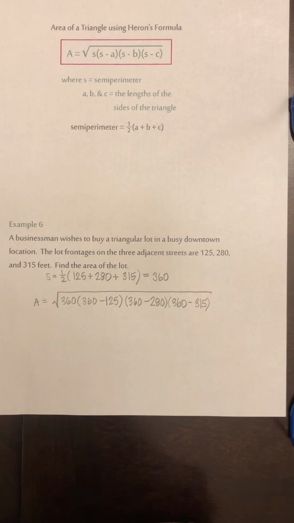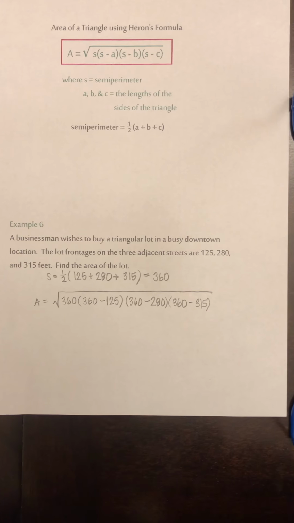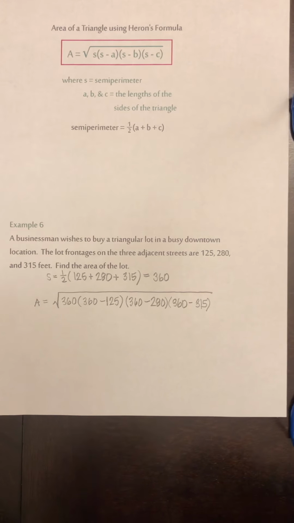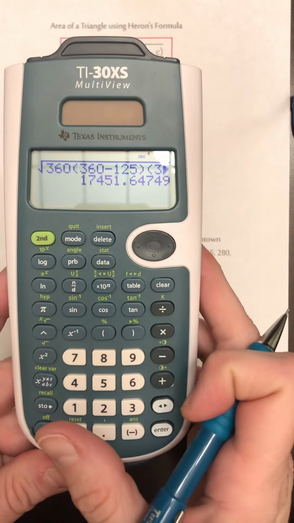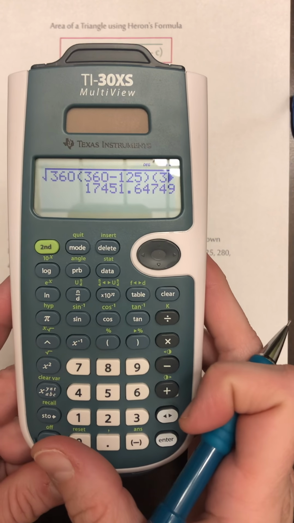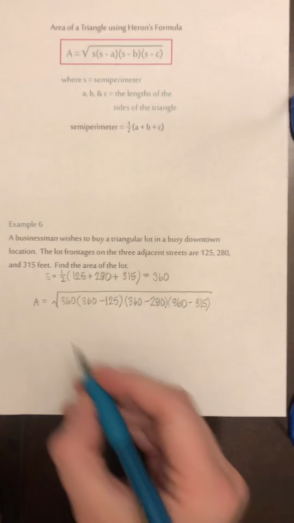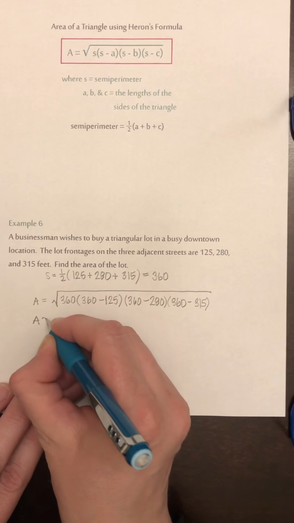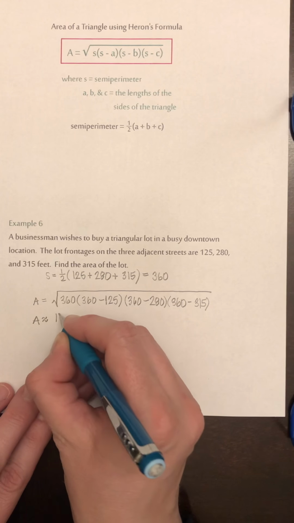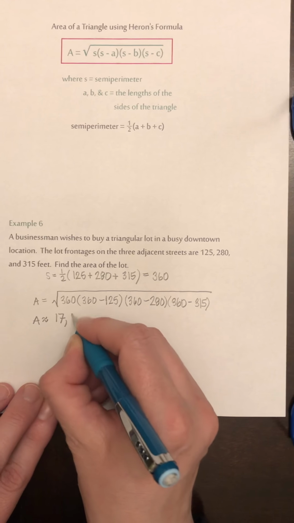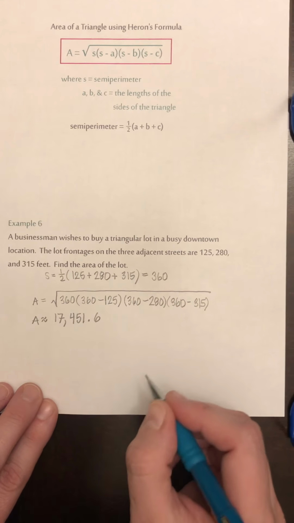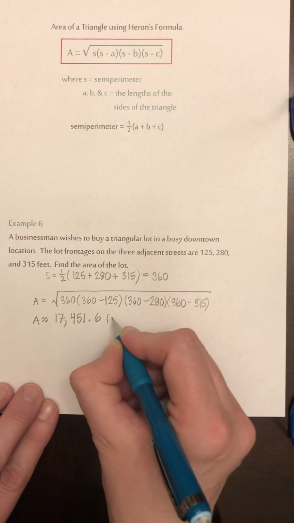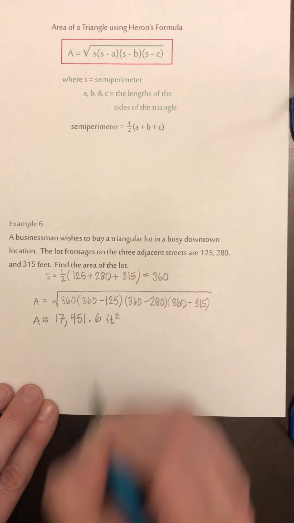All right, so I'm plugging it in. The cool thing about this formula is once you plug it in, it is what it is. So I have plugged it in. That is what I have come up with. Pretty large number, huh? So we're gonna say the area is approximately 17,451.6. We need some units, right? Feet, and area is always squared.